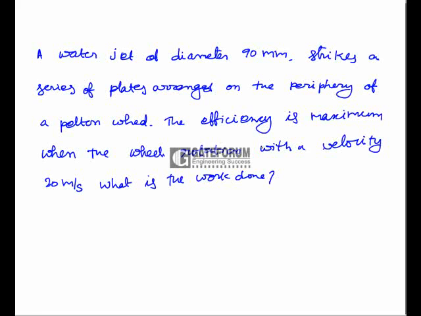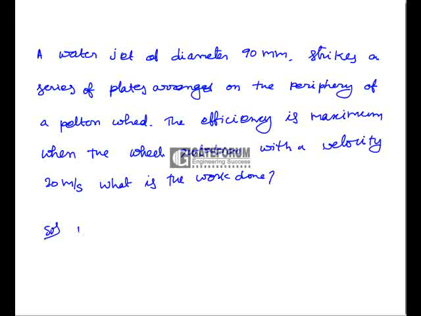A water jet of diameter 90 mm strikes a series of plates arranged on the periphery of a Pelton wheel. The efficiency is maximum when the wheel rotates with a velocity of 20 meter per second. What is the work done? Here we have to find out the work done.